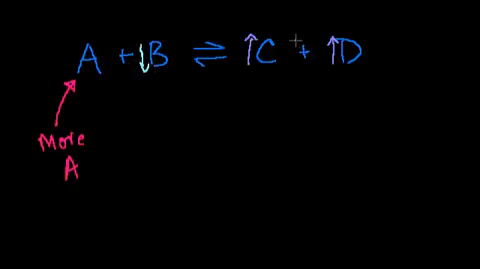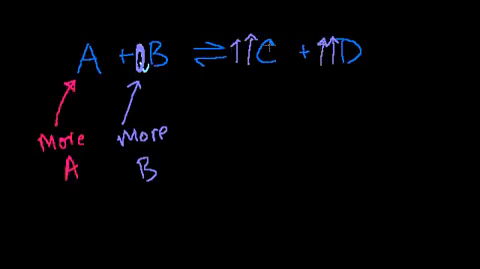Then you'd have more C's and D's, and maybe some of those are more likely to bump and go back in this direction, and eventually you would reach a new equilibrium. But the bottom line is you'll be left with more A, a little bit less B because you didn't add more B, so more B is going to be consumed by those extra A's you just added, and then those are going to produce more C's and D's in equilibrium. And you can imagine if you added more B as well, then the reaction is going to go in the forward direction even more.